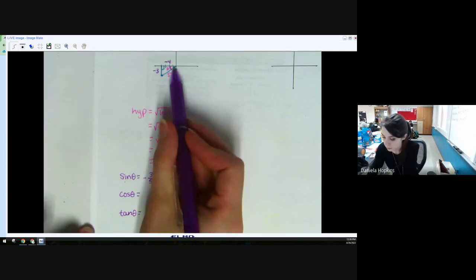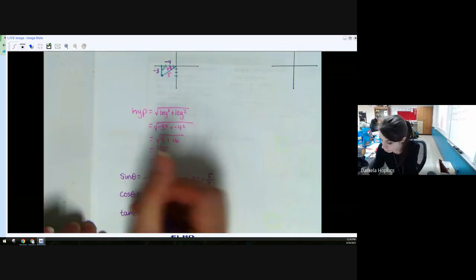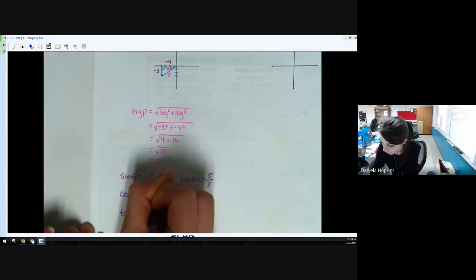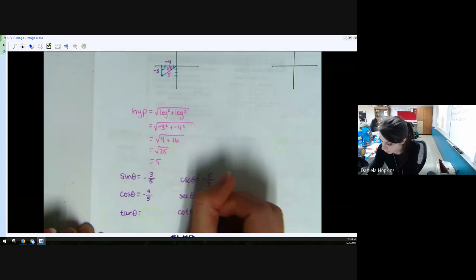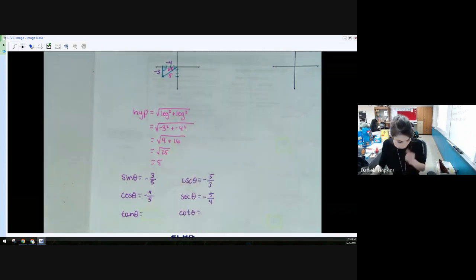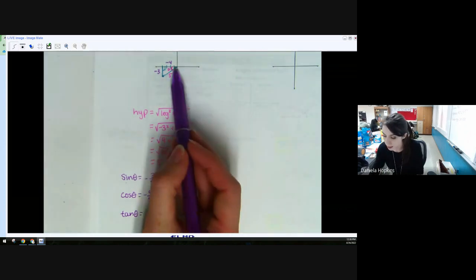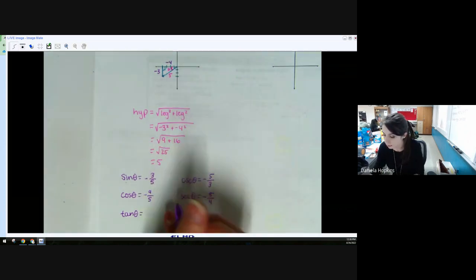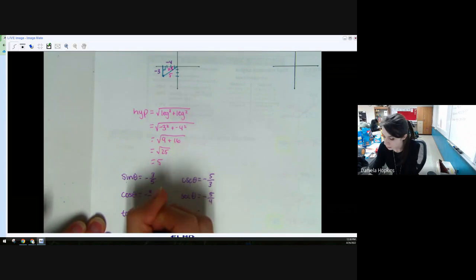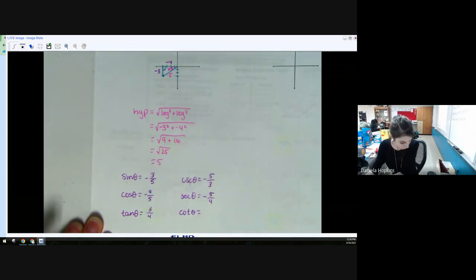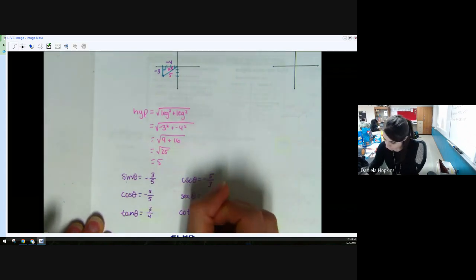Cosine of theta relative to this would be adjacent over hypotenuse, so -4 over 5. And then secant would be -5 over 4. Tangent would be opposite over adjacent. They're both negative, so it simplifies to 3 over 4, just positive. And your cotangent would be +4 over 3.